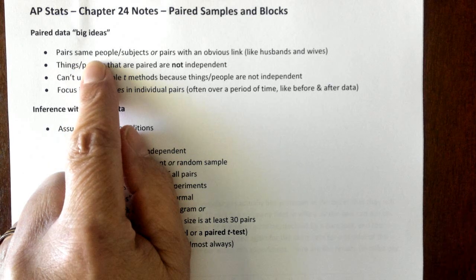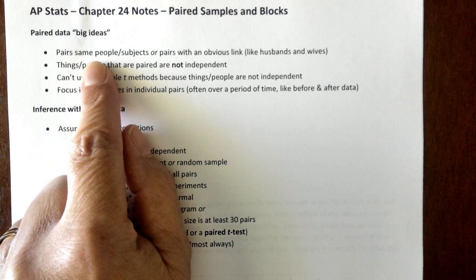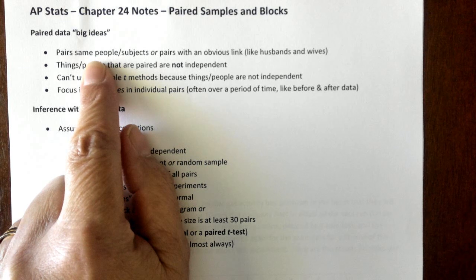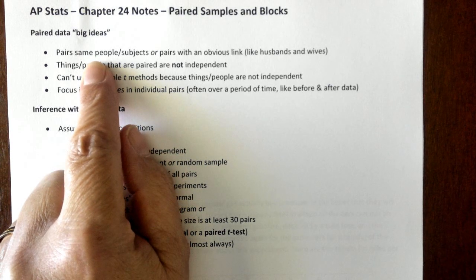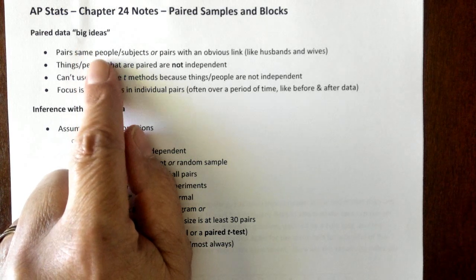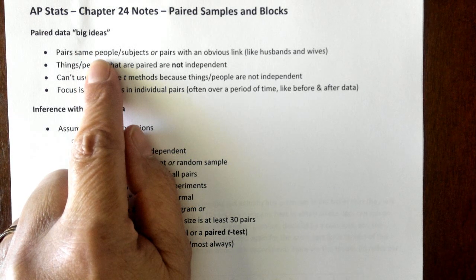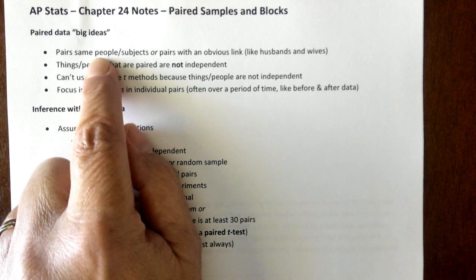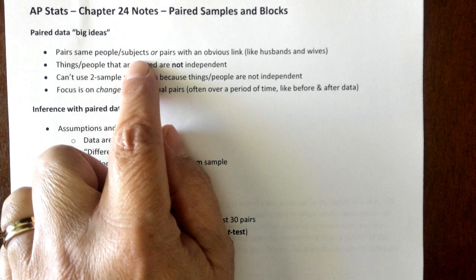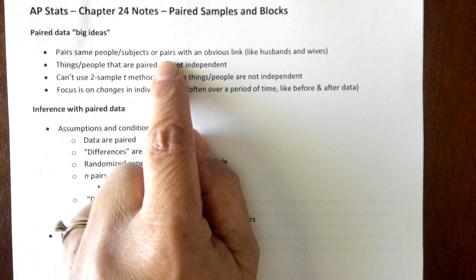Sometimes you have a before and after study, how much people weighed before the exercise program versus how much they weighed after the program, and all you're doing is comparing the before and after data for the same people. So you'd pair up the data by person, or subjects, or pairs with an obvious link.